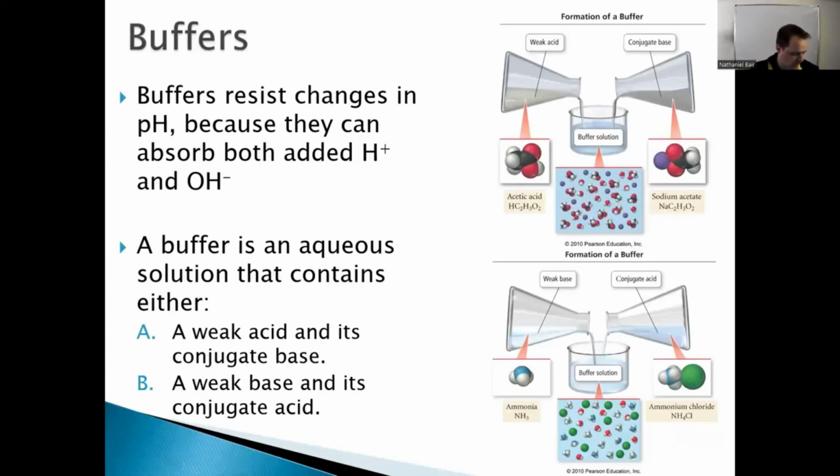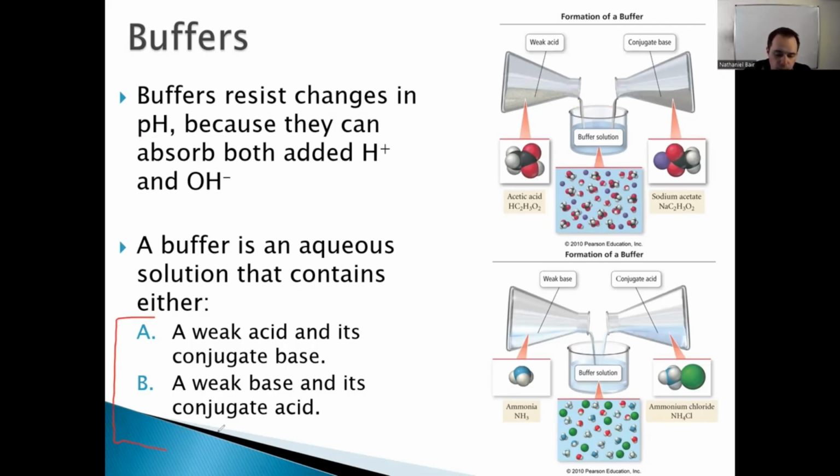Buffers, which are sometimes called advanced aqueous equilibria, right? That sounds like a good time. A buffer is very simply a solution that resists changes to its pH. It can absorb both acid and base. So an effective buffer can have acid added to it, base added to it, and its pH will stay relatively unchanged. So how do you make a buffer?